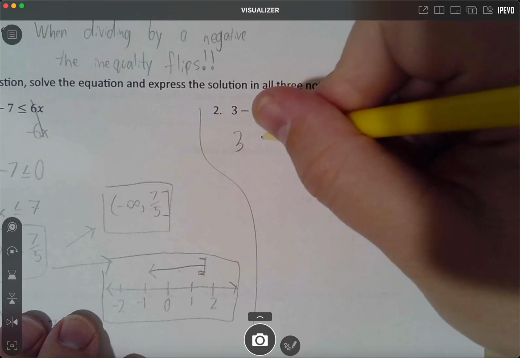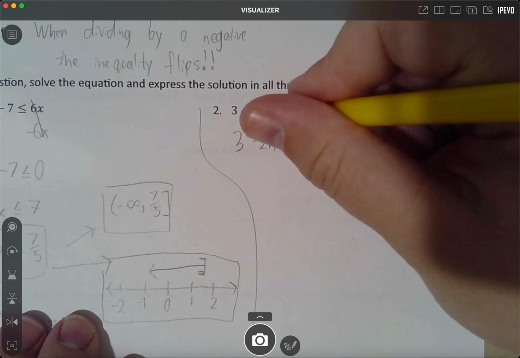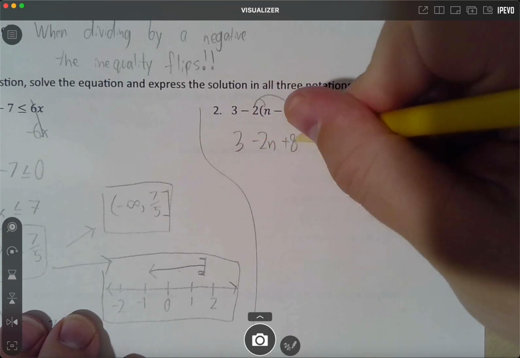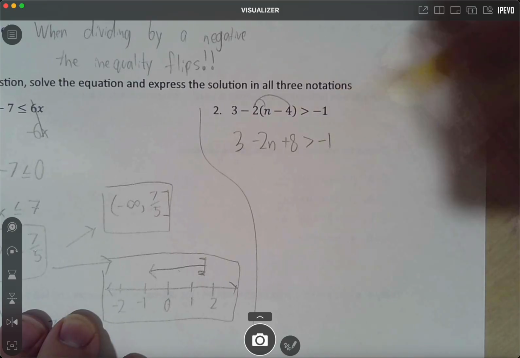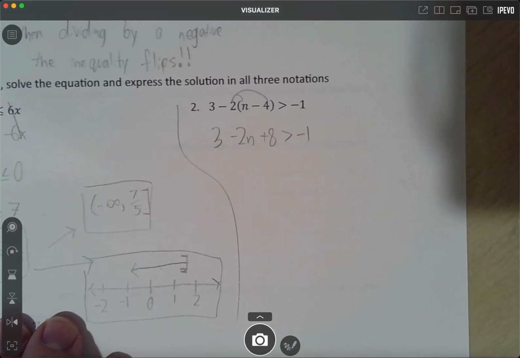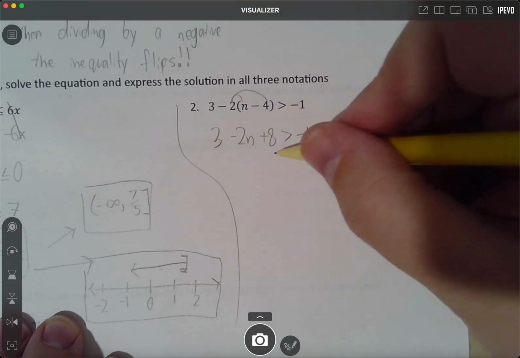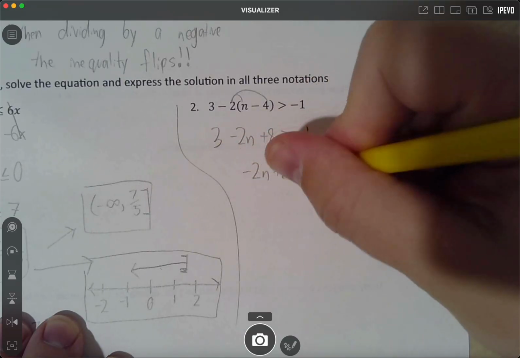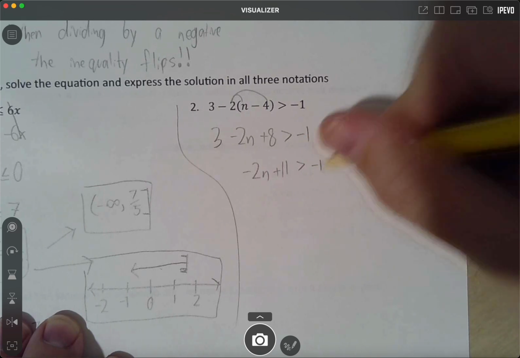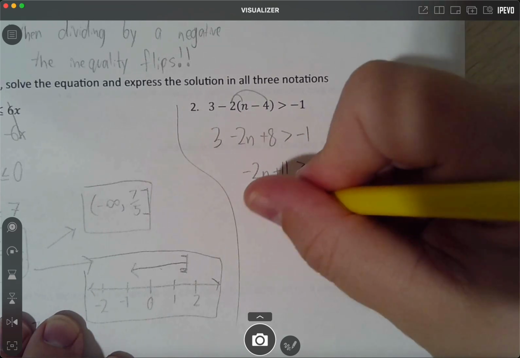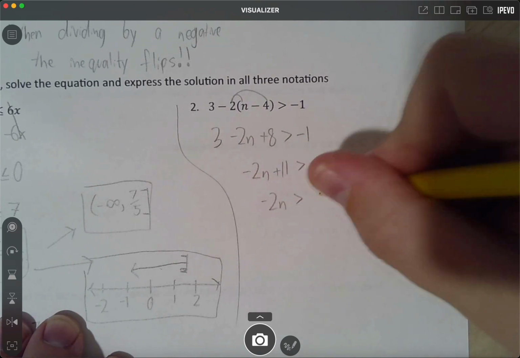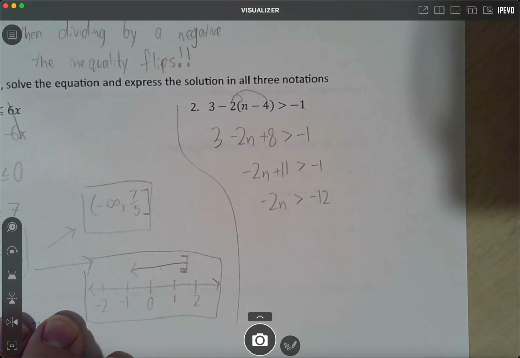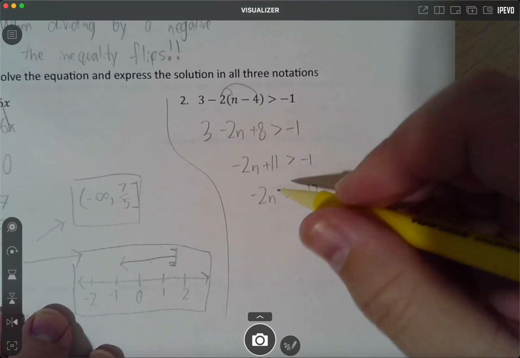So negative 2 times n is, well, negative 2n. Negative 2 times negative 4 is positive 8. And that's going to be greater than negative 1. We've got some like terms there. We've got to take our 3 and our 8 and realize that those will be 11. We can then subtract the 11 from both sides. That will be negative 12. And we can then divide by negative 2.